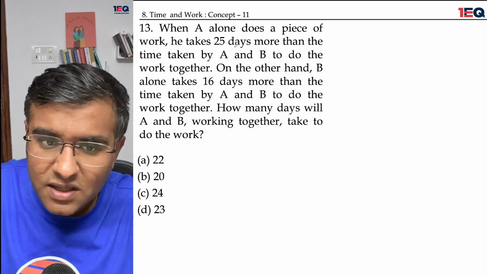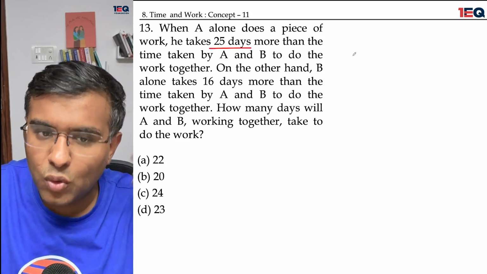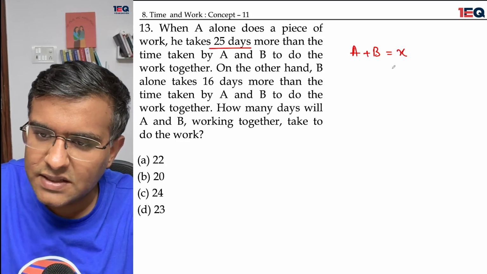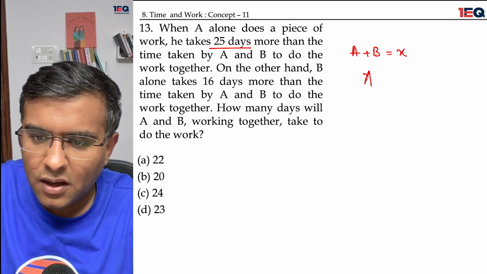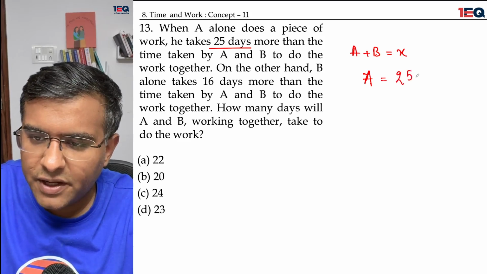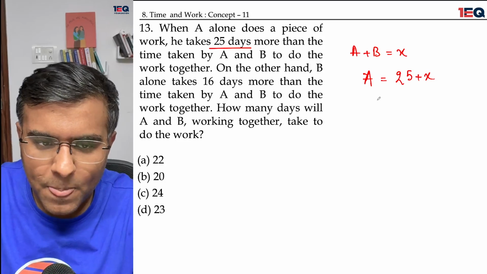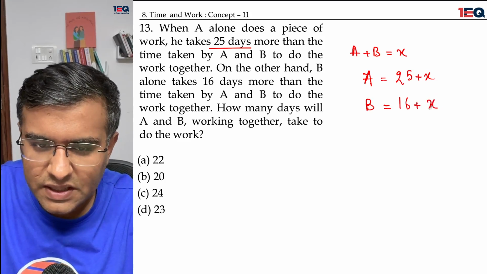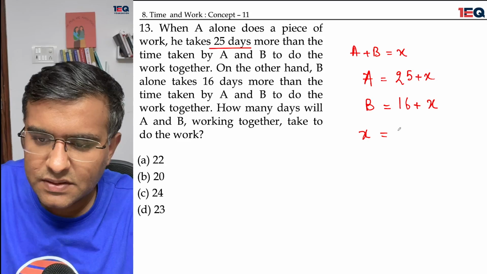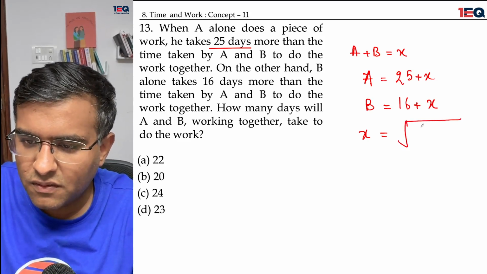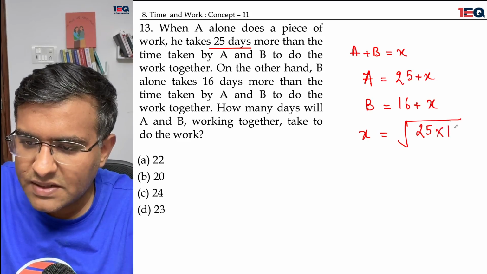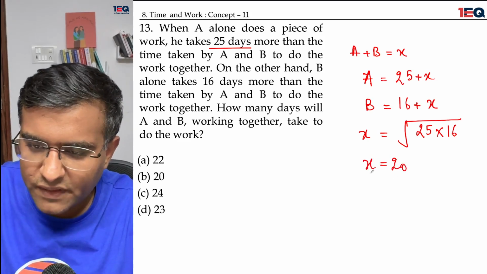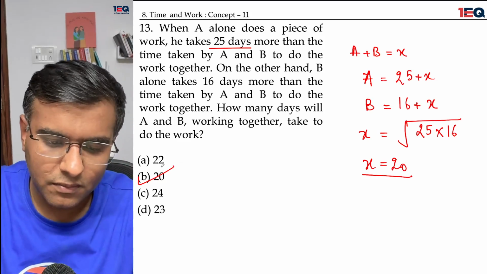When A alone does a piece of work, he takes 25 days more than A and B together. Same way, A plus B are taking X days, and A alone took 25 plus X. Similarly, B also took 16 plus X. They're asking the value of X. The value of X would be the under root of 25 multiplied by 16. This is 5 into 4, which is 20. So the value of X comes out to be 20.